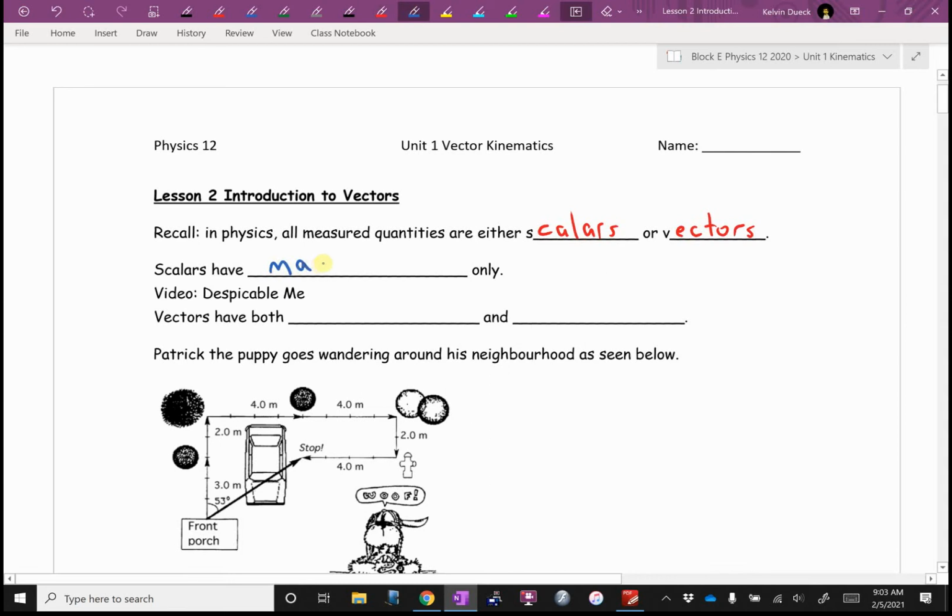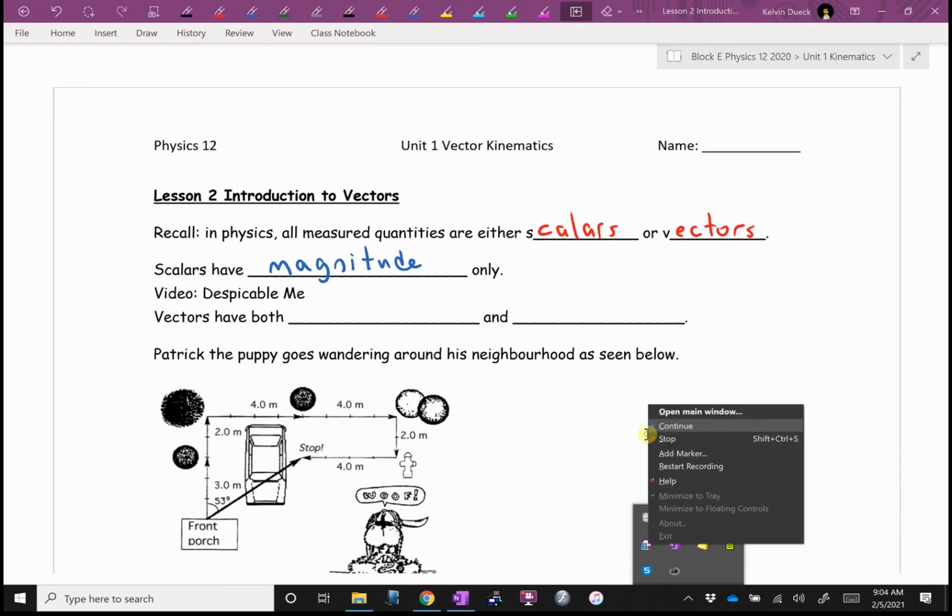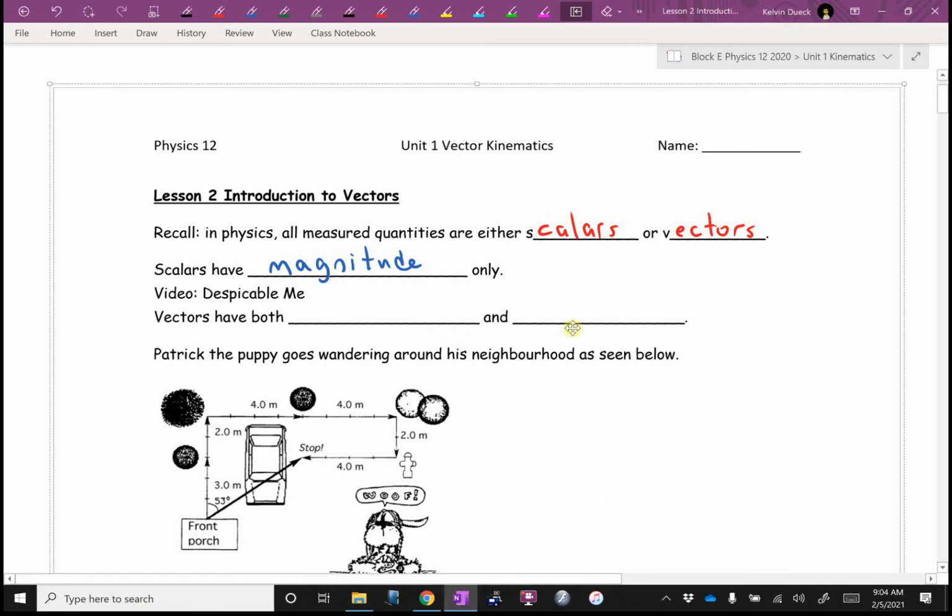Scalars have magnitude only. Scalars have size. It's possible that you can fill in the two blanks here. Vectors have both: magnitude and direction.